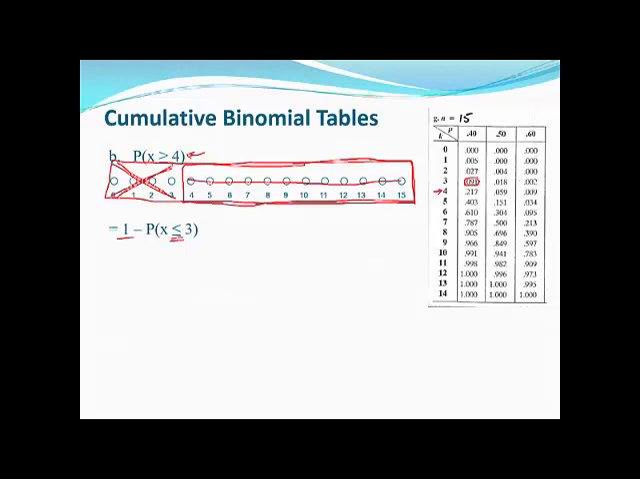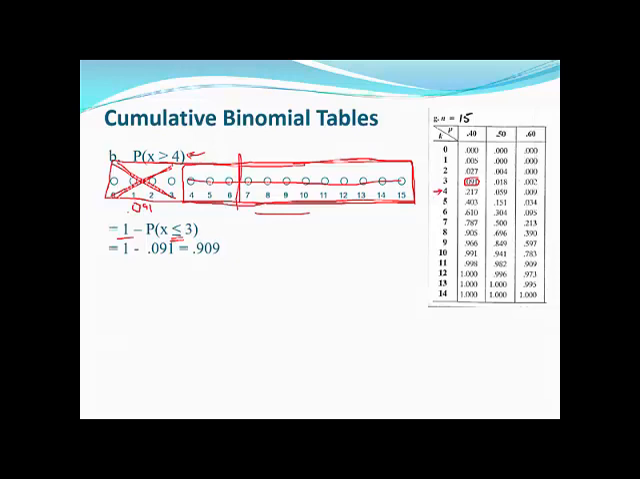I can find the probability x is less than or equal to 3. The probability over here is 0.091. What does the probability over here have to be? The difference between them.